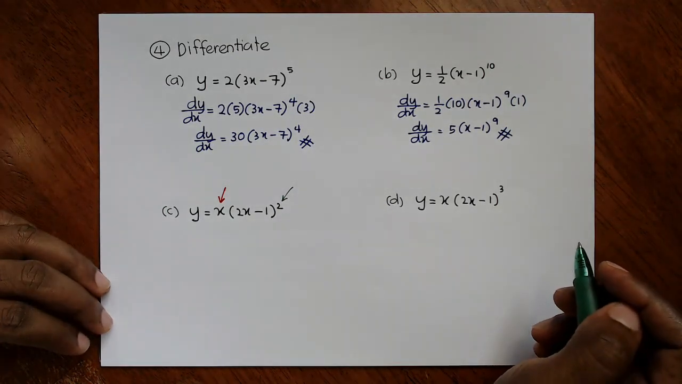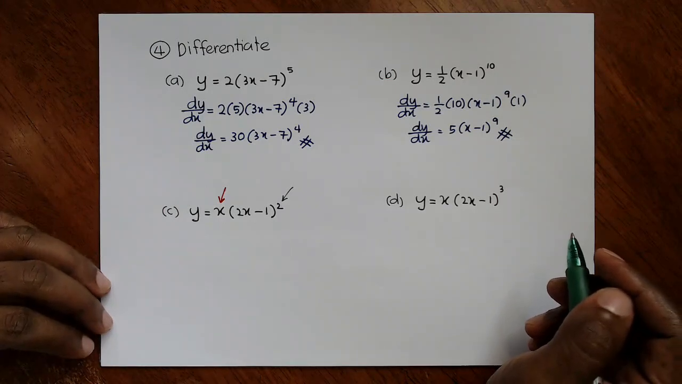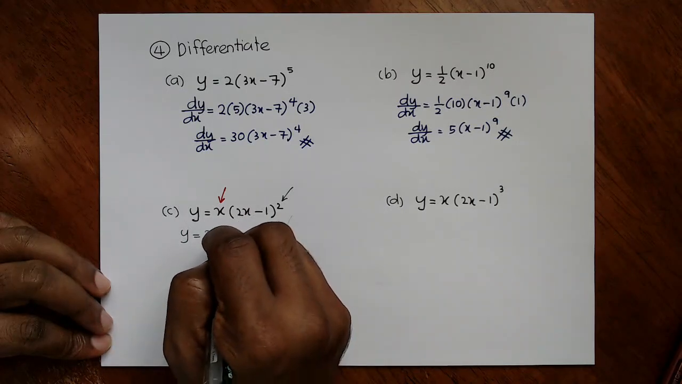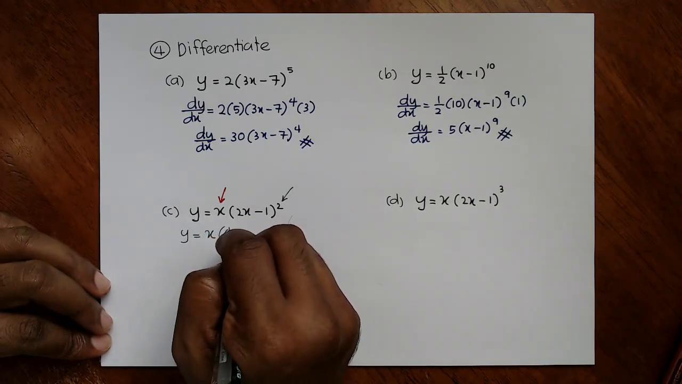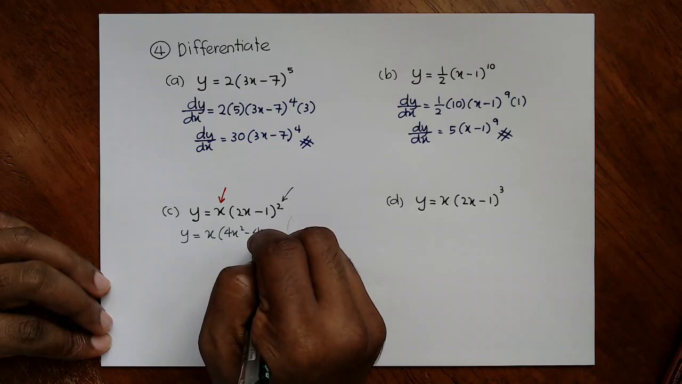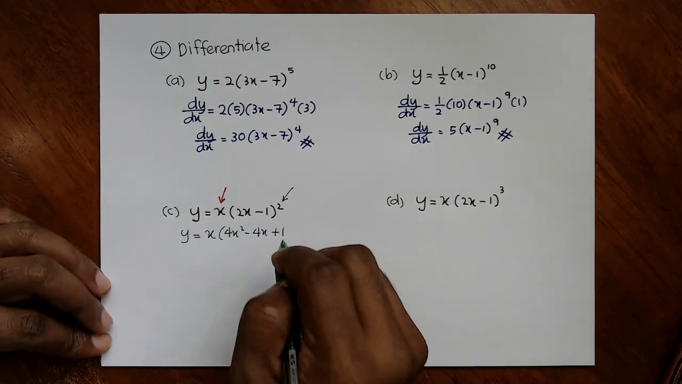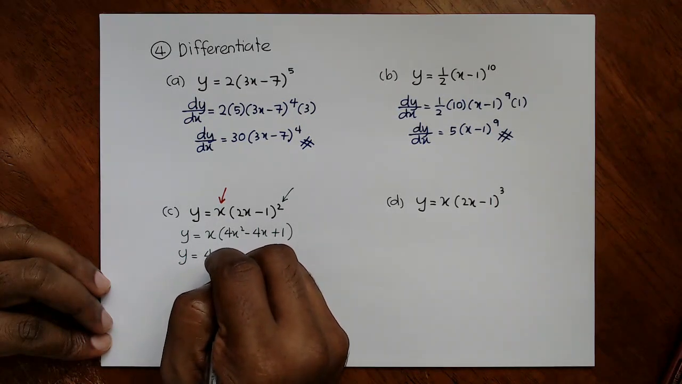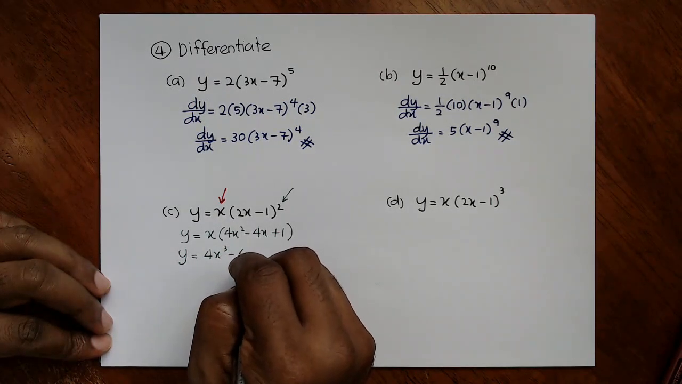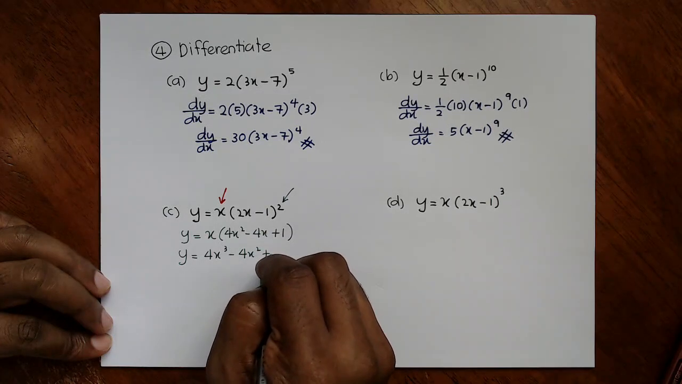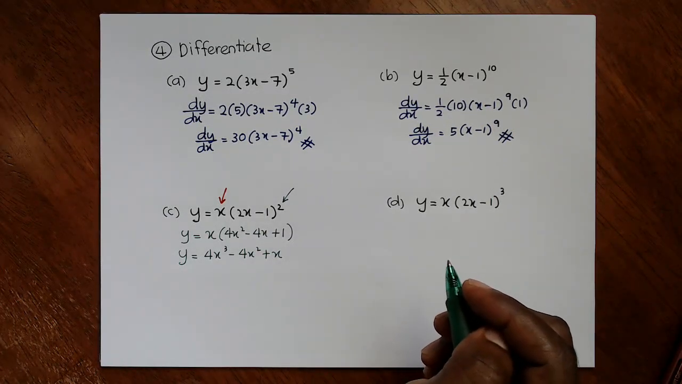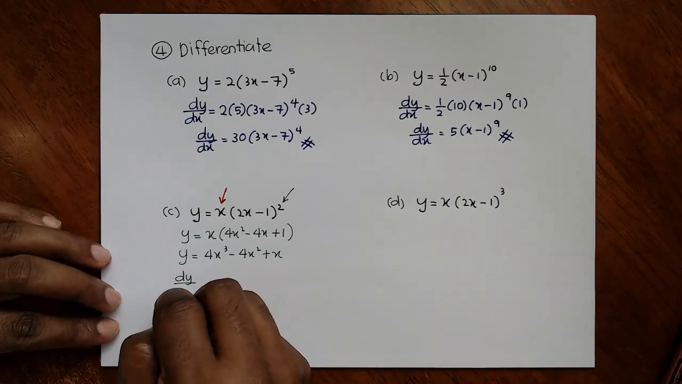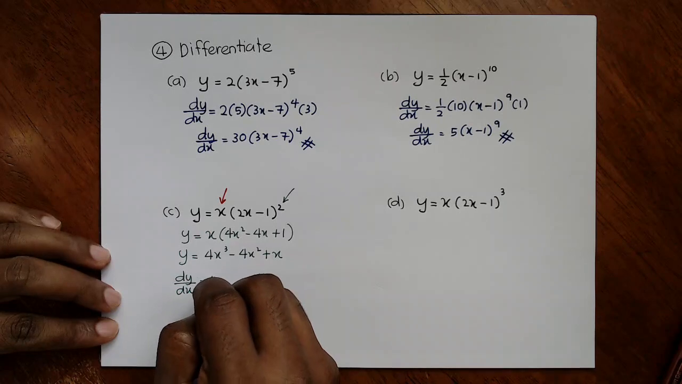So we get y equals x. Expand this, you get 4x squared minus 4x plus 1. Times the x inside, y equals 4x to the power of 3 minus 4x squared plus x, and then you can differentiate like how we did before. dy/dx equals 12x squared minus 8x plus 1.